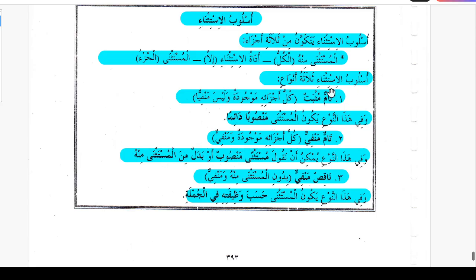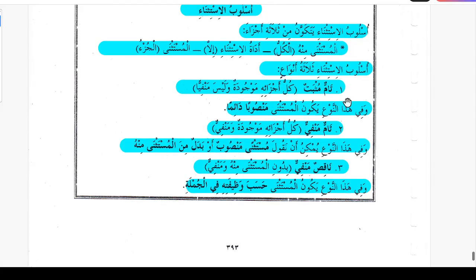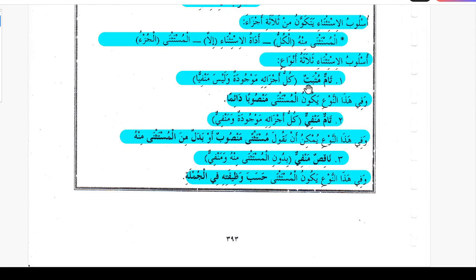And then uslubul istisna thalathatu anwa', the style of istisna has 3 kinds. Number 1, tamun musbatun, complete and positive. Musbat means kullu ajza'ihi mawjudatun, all the 3 parts are present, wa laysa manfiyan, and it is not a negative sentence. Fi hadhihi al-naw' yakunul mustasna mansuban da'iman, in this kind the mustasna is always mansub.